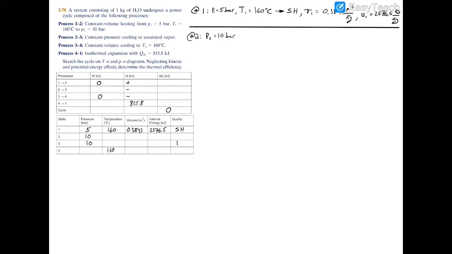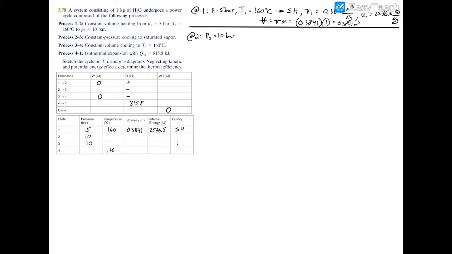At state 2, you have 10 bar, and it looks like you have nothing else here, but remember that in the problem statement, from 1 to 2 you have a constant volume heating. So that means V1 is equal to V2, which is equal to 0.3841. Also, before I move forward, I should have mentioned that the volume in this case is just equal to the specific volume because you have a mass of 1 kilogram. Volume is specific volume times mass, so 0.3841 meters cubed per kilogram times 1 kilogram gives 0.3841 cubic meters. That's where I got that volume from in state 1.